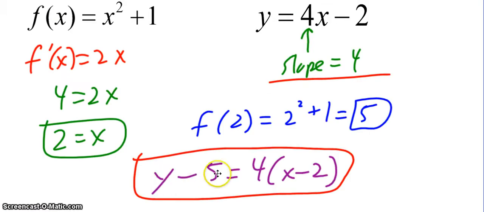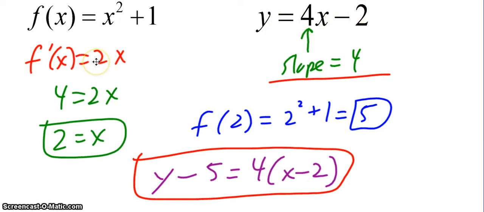Here we should end up with y minus 5 equals 4 times the quantity x minus 2. How do we do that? Well, first find the derivative of the function. I get 2x, but then I know that I want this tangent line to be parallel to this line. What does that mean? It means that it has the same slope.